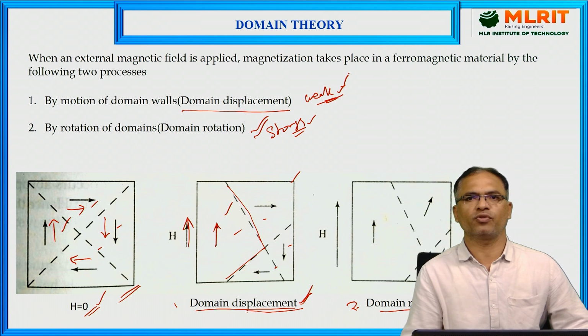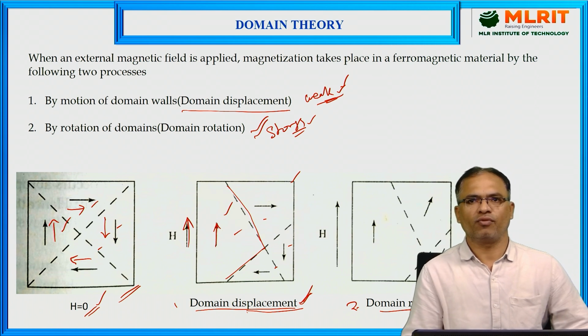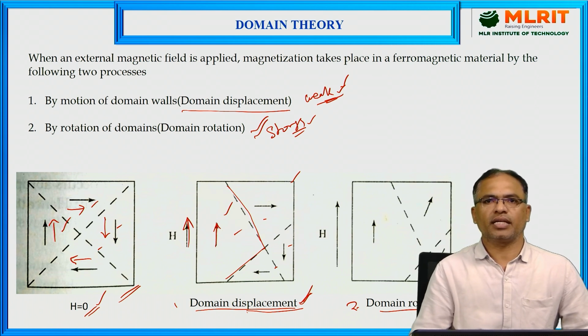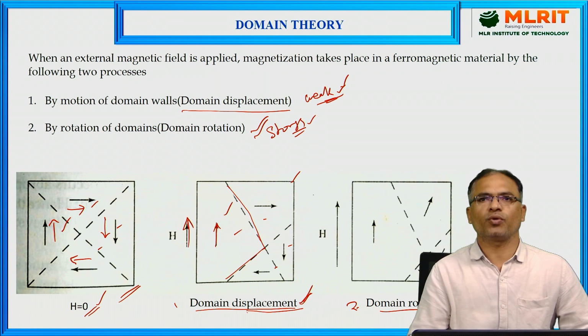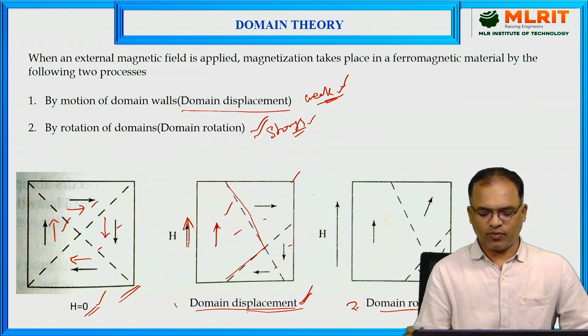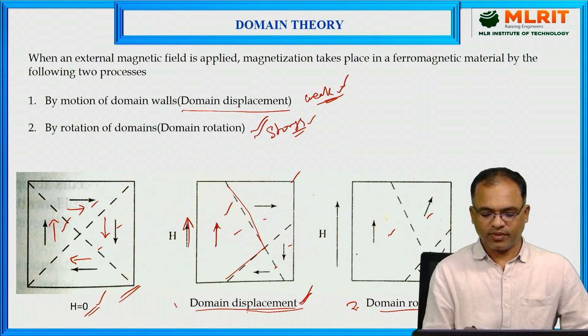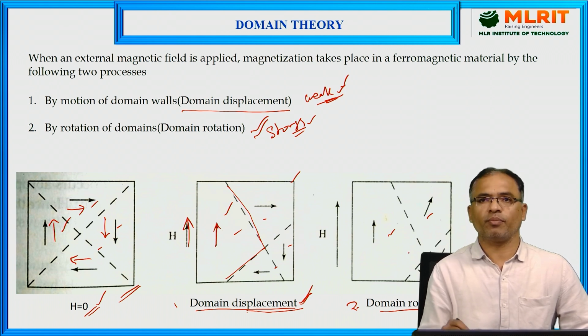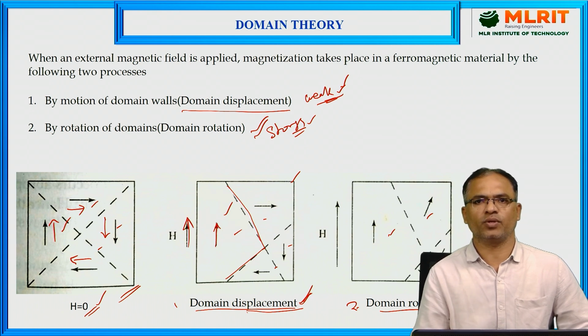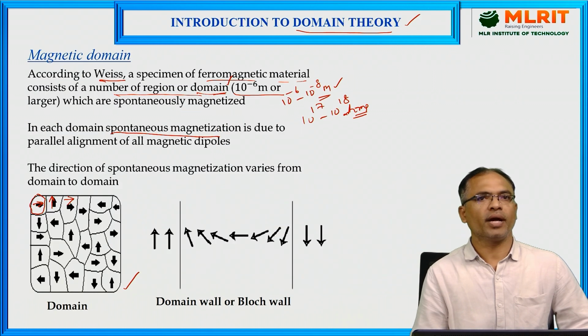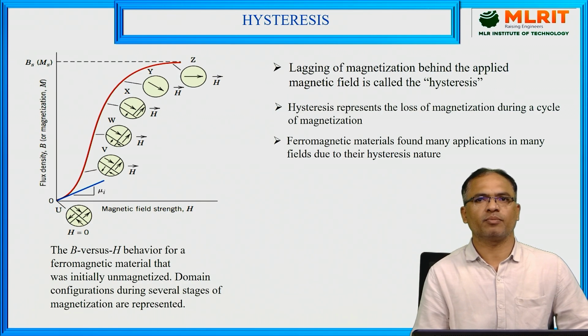Now what happens when you apply a strong field? When you apply a strong field, magnetization takes place by domain rotation. So what is domain rotation? By this figure we can understand clearly, when you apply a strong field, all the domains will respond to the applied field and try to orient along the applied field direction. That is what is called magnetization by domain rotation. So that is how magnetization takes place in ferromagnetic materials by two processes.